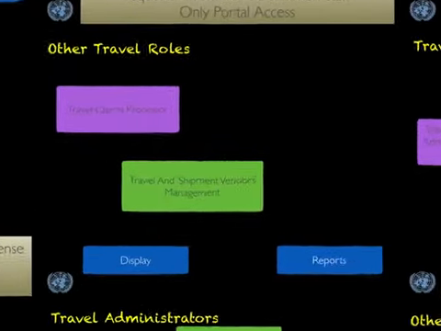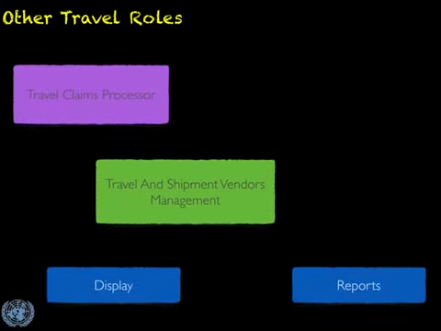The other travel roles are the travel claims processor and travel and shipment vendors management, and they also have two additional roles for display and reports. The display and the reports enterprise roles are always integrated into any constructive travel role. So there is no need to request these particular roles in addition to the travel administrator or travel claims processor role.